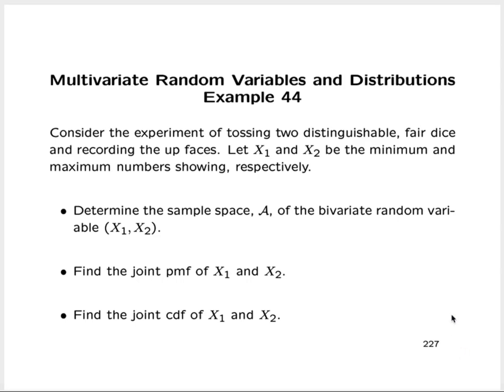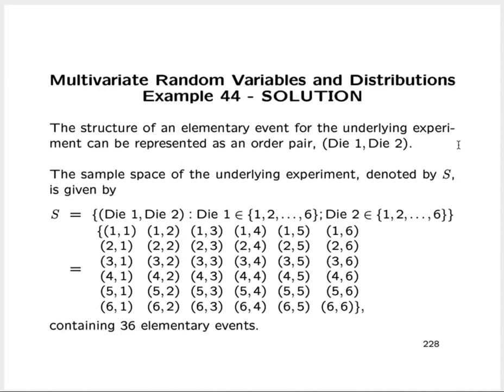So let's first determine the sample space, script A, of the bivariate random variable, and then look at finding the joint PMF. Now, the structure of an elementary event for the underlying experiment is represented by an ordered pair, where the first coordinate is the value on die 1, and the second coordinate is the value on die 2. Each die can take on the values 1 through 6, and the outcomes of the two dice are independent of each other. And also the assumption here is that the two dice are fair. All right, so we'll use that piece of information in just a second.